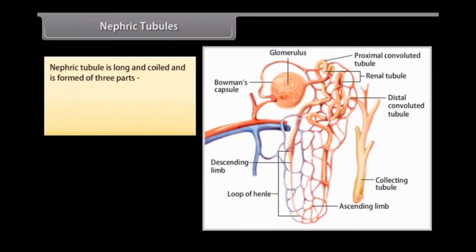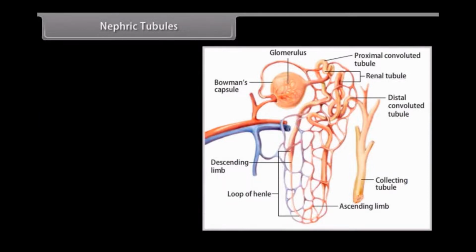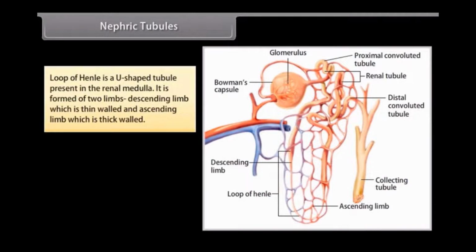Nephric tubules. The nephric tubule is long and coiled and is formed of three parts: proximal convoluted tubule PCT, loop of Henle, and distal convoluted tubule DCT. The proximal convoluted tubule PCT is a convoluted part of the kidney and lies in the renal cortex. It is the main site of selective reabsorption of sodium, calcium, amino acids, etc. from the nephric filtrate.